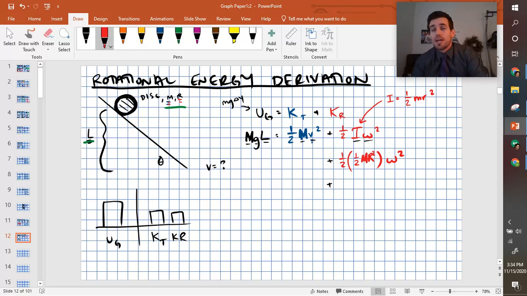This substitution you need to know to make on your own. I've taught you, we've learned that as long as it's not slipping down the slope, the linear velocity is equal to r times the angular velocity.